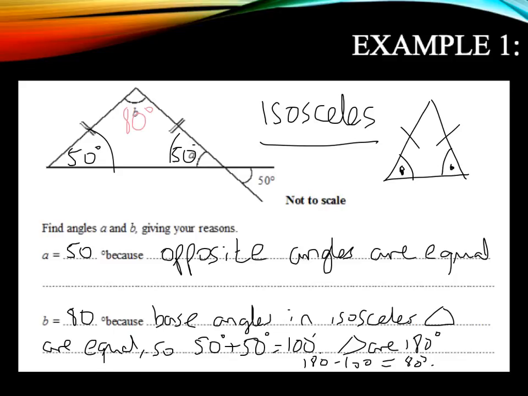Okay, so we've got angles in a triangle fact. We've got base angles in isosceles triangle fact. You will have enough space on yours to actually write all this in. I've just run out of space on my screen here, that's all.